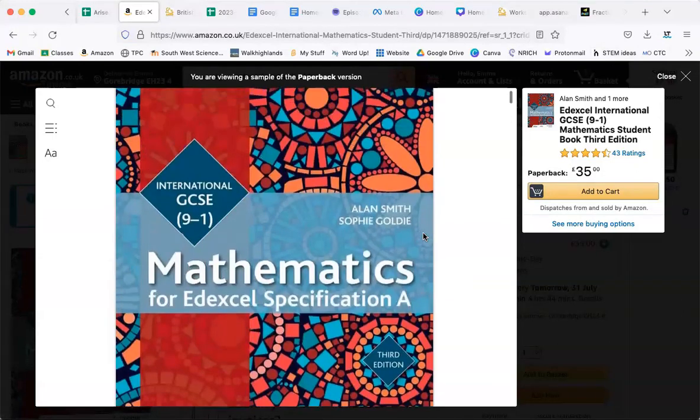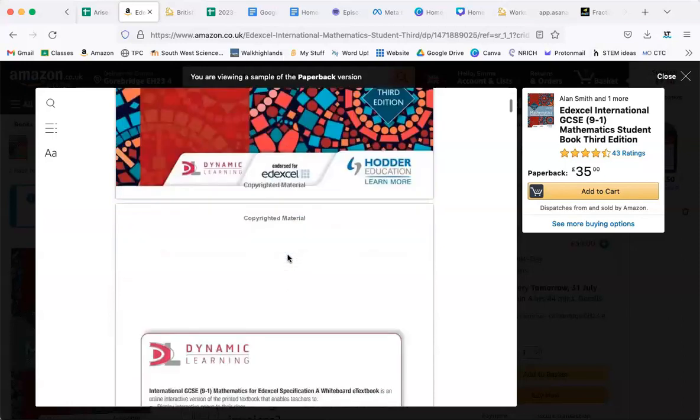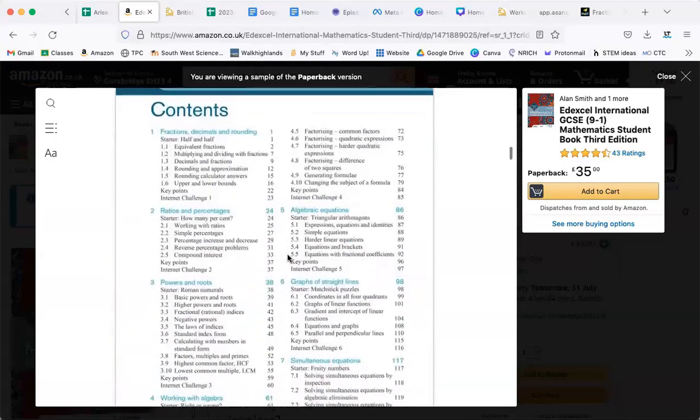I'll show you the cover. It is Mathematics for Edexcel Specification A, International GCSE grading 9 to 1, and it's the Hodder version, but this has been endorsed by Edexcel. So let's go down to the table of contents.